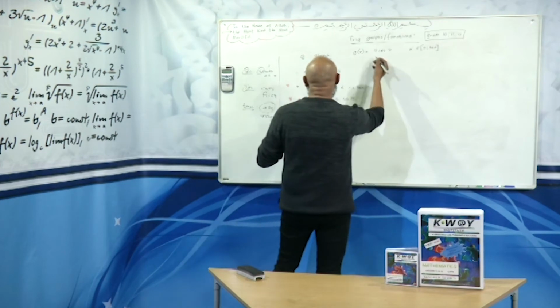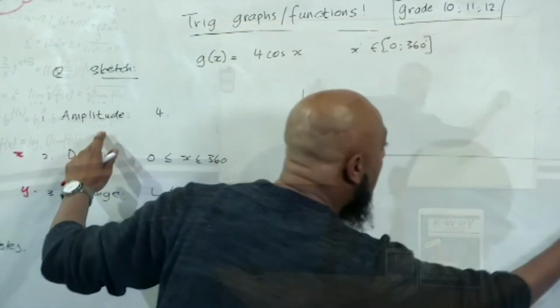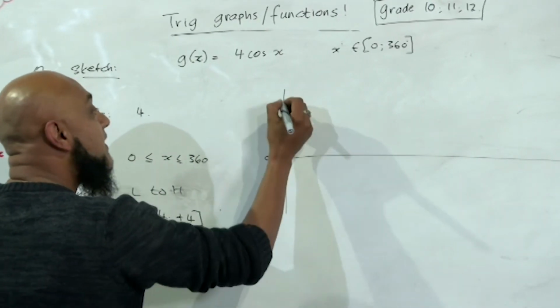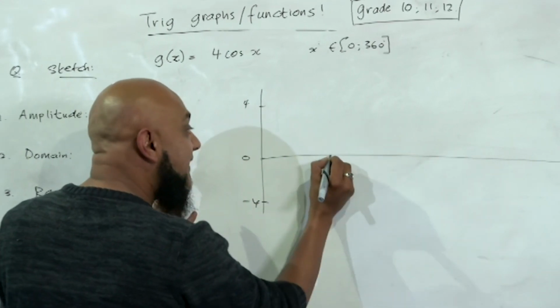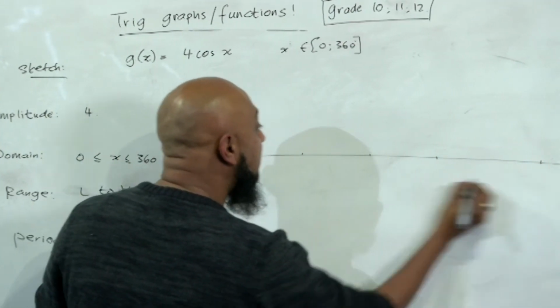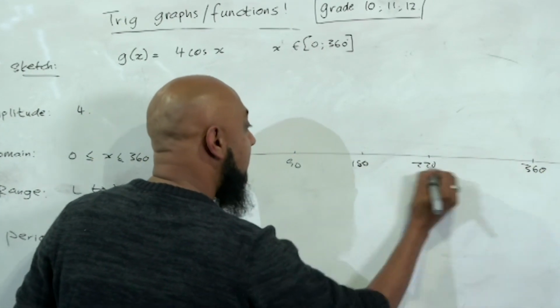Let's get started. Right, so we've got this here, and now we need to sketch the graph. So we draw our swimming pool. There we go. We're going up to plus 4. We're going down to minus 4. Our normal Cartesian plane: 90, 180, 270, 360. There we go, 90, 180, 270, 360.